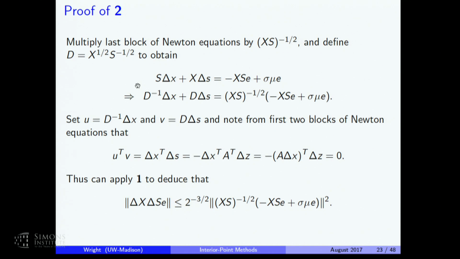And what I'm going to do is hit both sides. This is the third row of equations in the Newton system. I'm going to hit both sides by D. And I get this kind of scaled version of that system. So now I'm going to apply that first technical result.